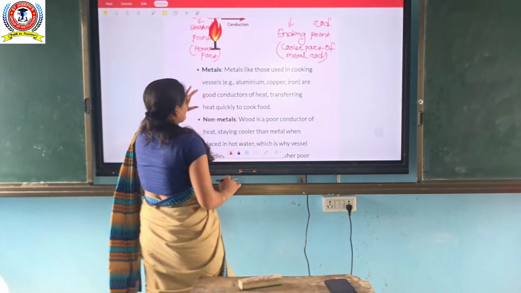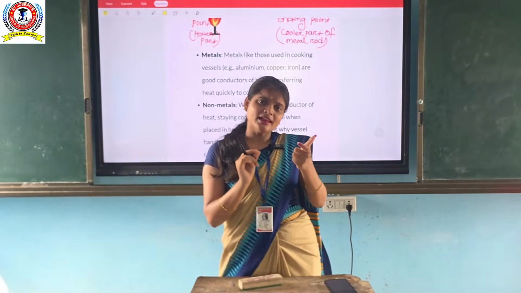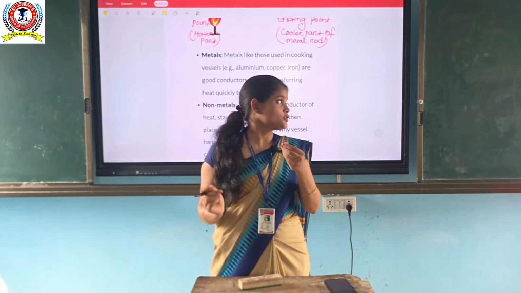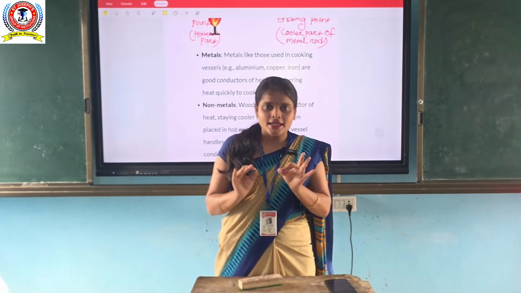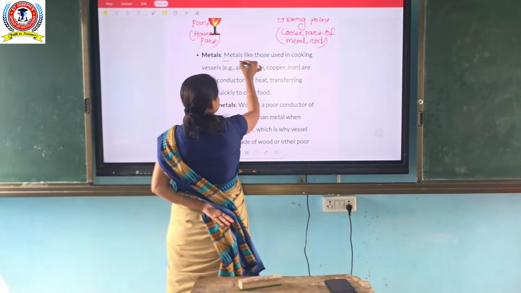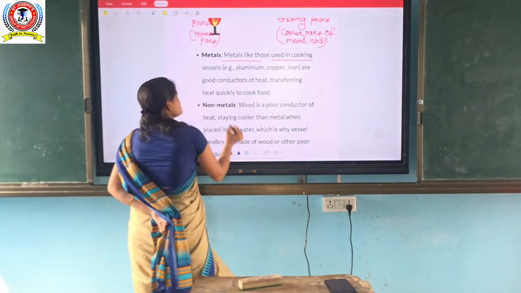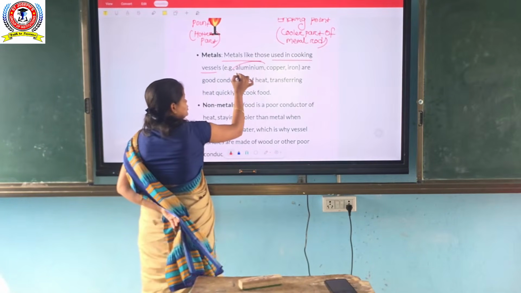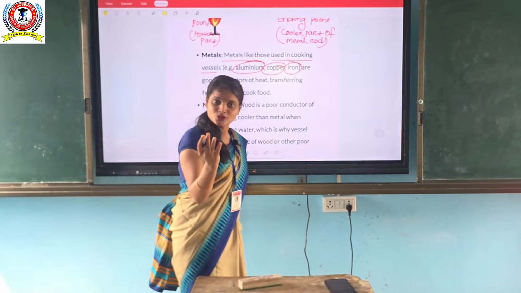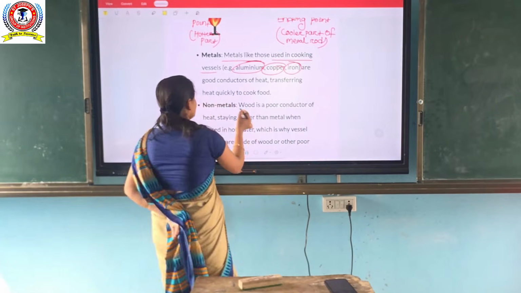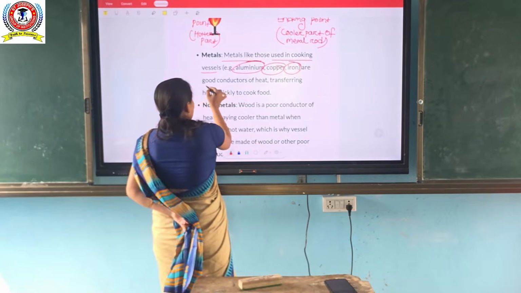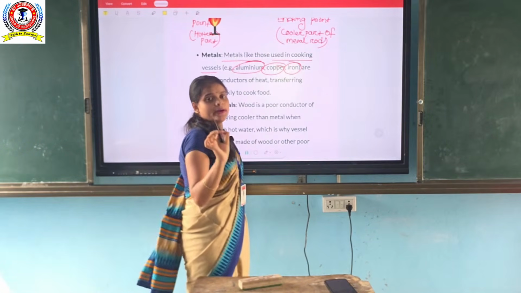So, tell me, do metals have conduction or not? Can heat transfer through a metal? Yes. Metals like those used in cooking vessels, like aluminium, copper, iron. Just look at the cooking vessel where your mom cooks food. Cooking vessels are also made of metal, and they are good conductors of heat.